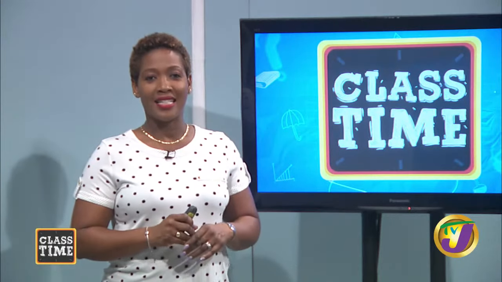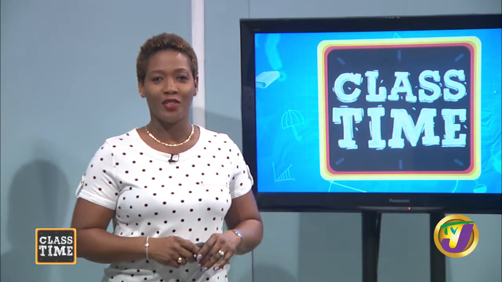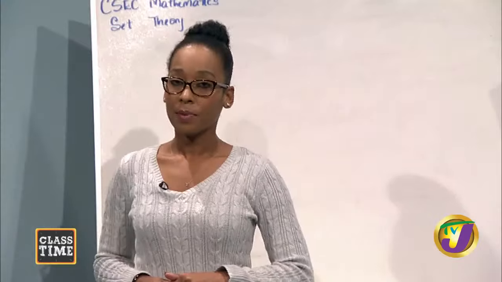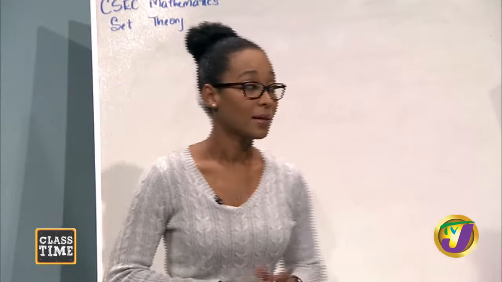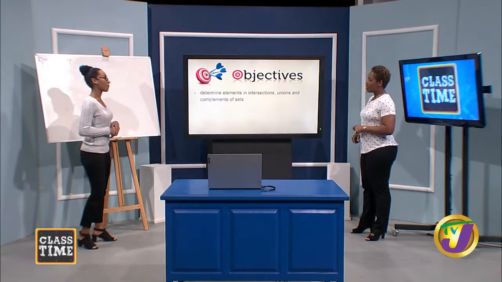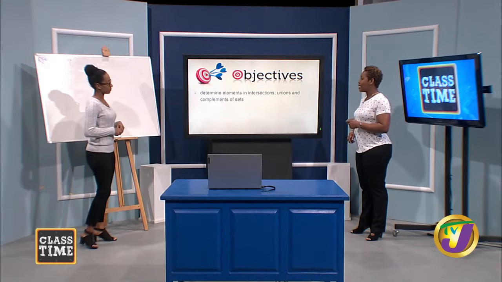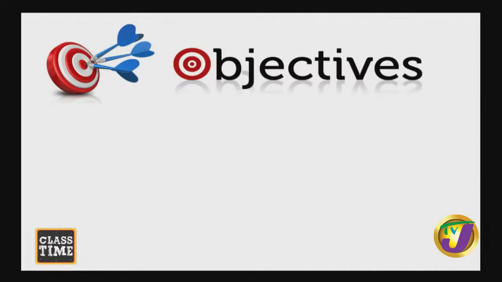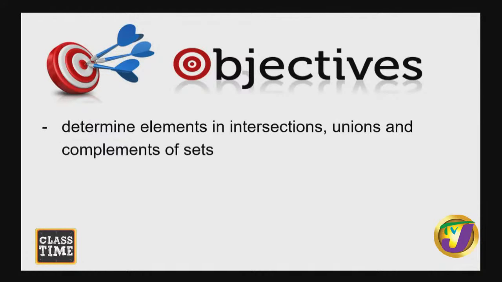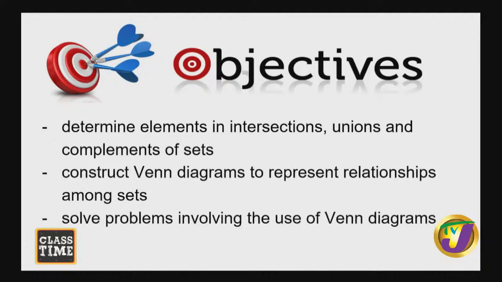Today's mathematics lesson will be focusing on set theory. I am Tamika Lodge-Fenton. And I am Camille Johnson Borrell. Let's begin. So today's objectives are to determine elements in intersections, unions, and complements of sets, as well as construct Venn diagrams to represent relationships among sets, and solve problems involving the use of Venn diagrams.